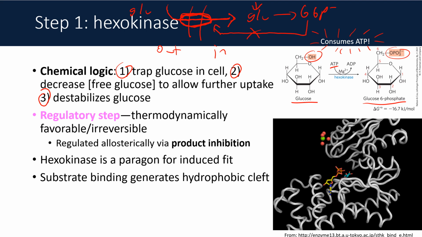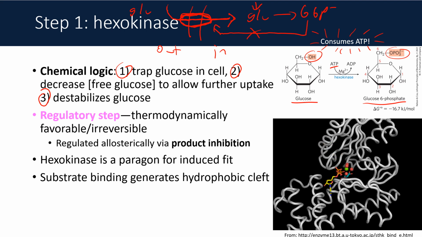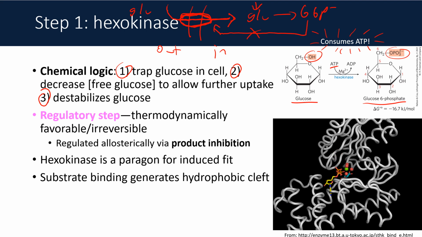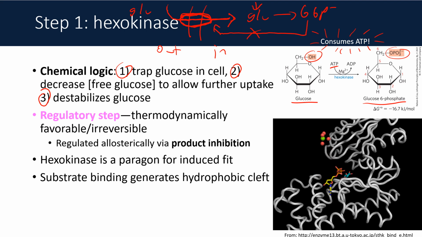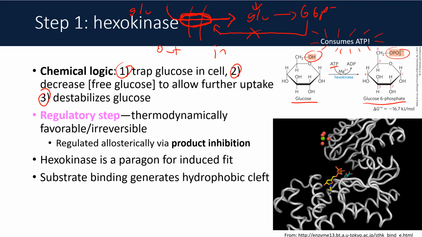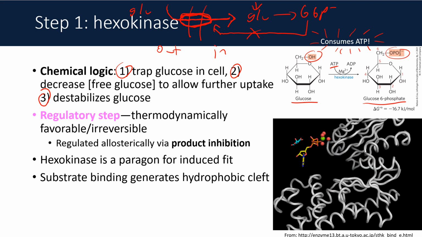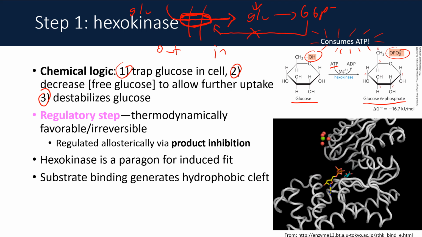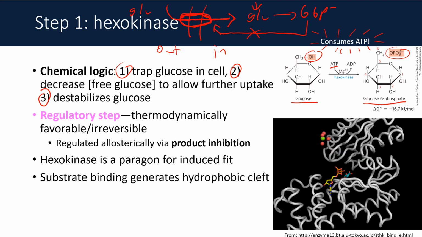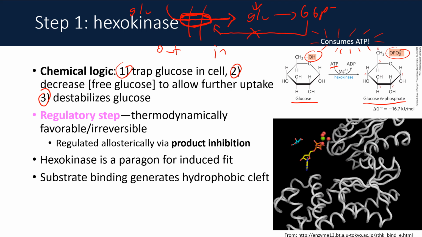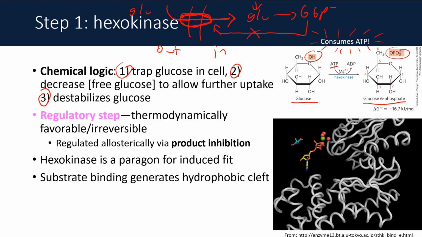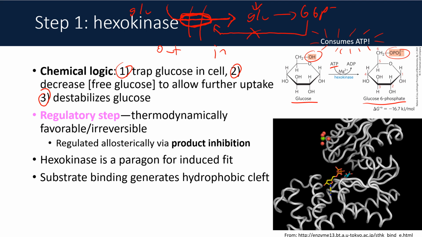The third bout of chemical logic is that we are destabilizing the glucose molecule, or increasing its delta G, by adding in that phosphate. It's going to make it more reactive and it will facilitate future transformations in the glycolytic process. And not only that, we're going to eventually extract that phosphate again in the form of an ATP molecule.